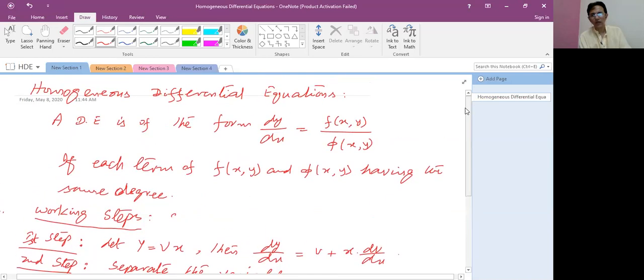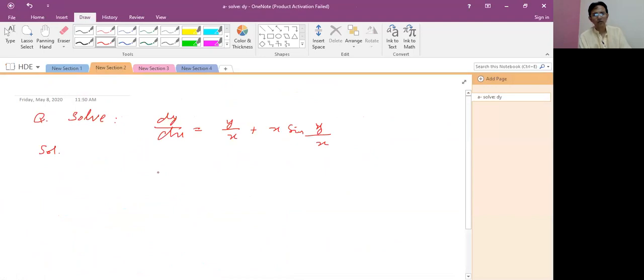So we apply an application. We write an application of this homogeneous differential equation. So student, dy over dx equals y over x plus sine of y upon x. First we write the differential equation: dy over dx equals y over x plus sine y upon x.